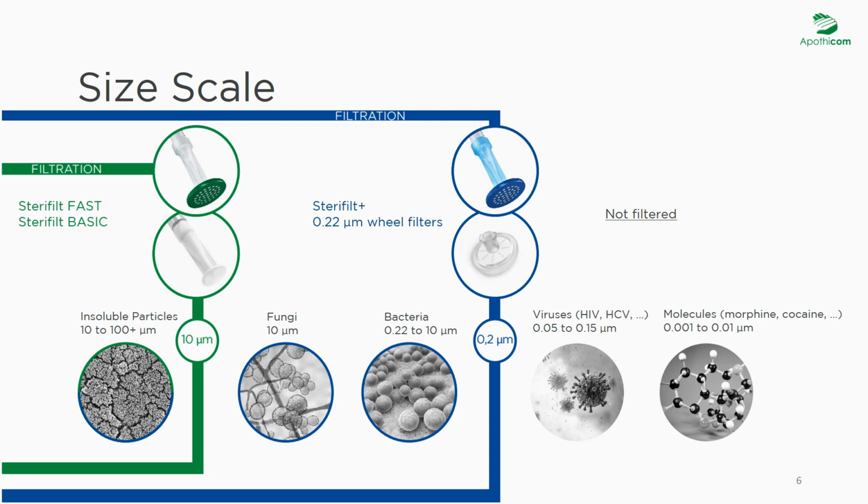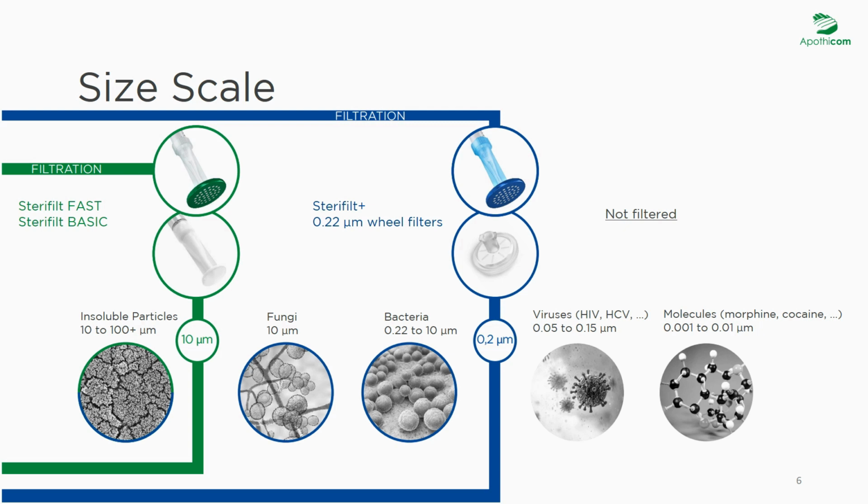The last and smallest level we found is the molecular size, which is extremely small and usually expressed in nanometers. So 1 nanometer is 1,000 times smaller than a micrometer. This is extremely small, and active molecules such as morphine or cocaine cannot be removed by filtrations when they have been dissolved in water because they are too small.